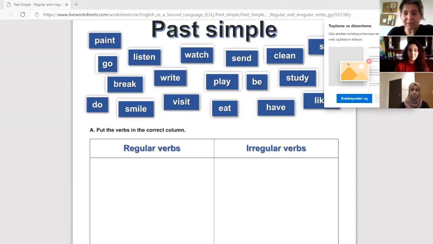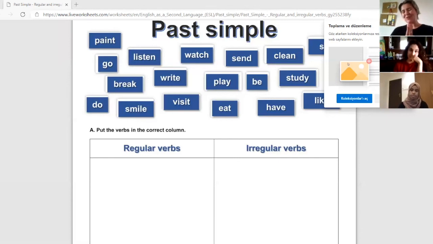And Alicia? Break. Braked. Regular. Break is regular. While we are using break in simple past tense, we say braked. I braked my phone. Or I broke my phone. Okay, so it is irregular. Good job for you.